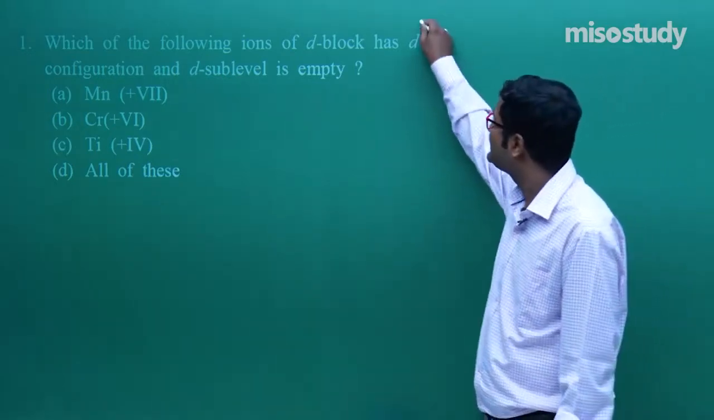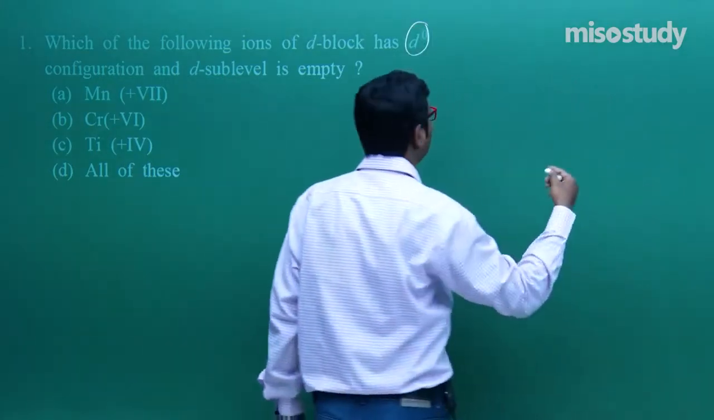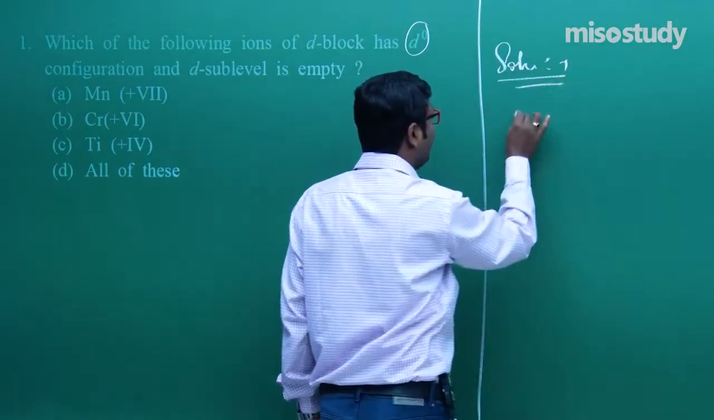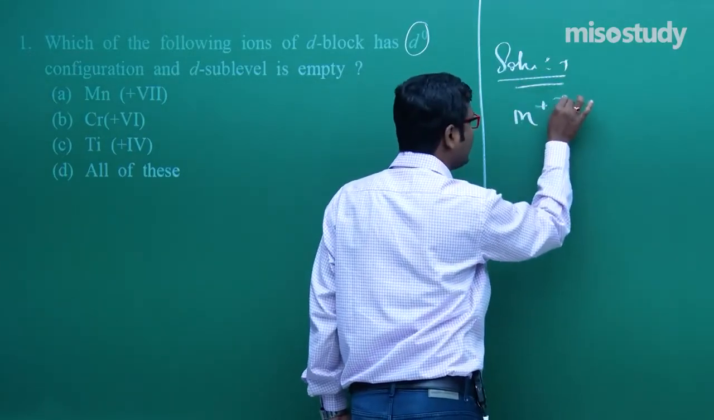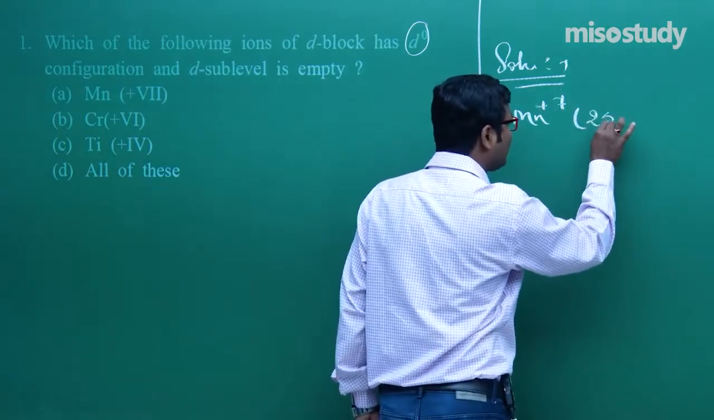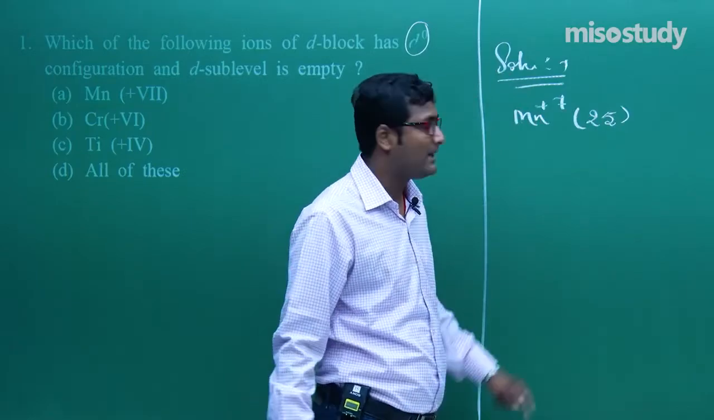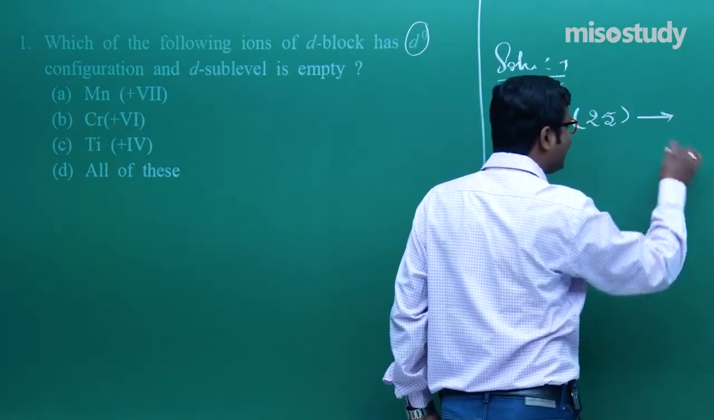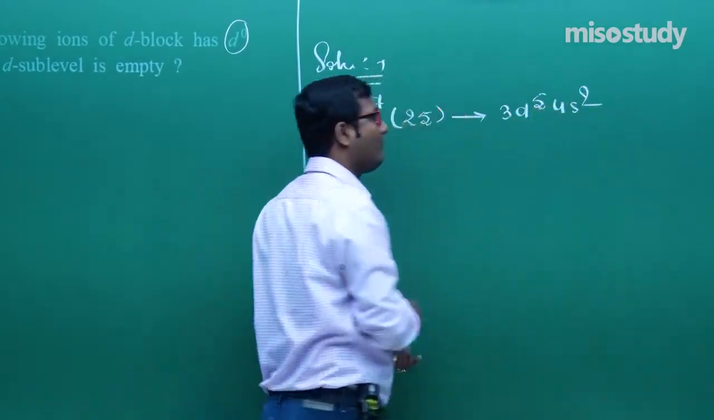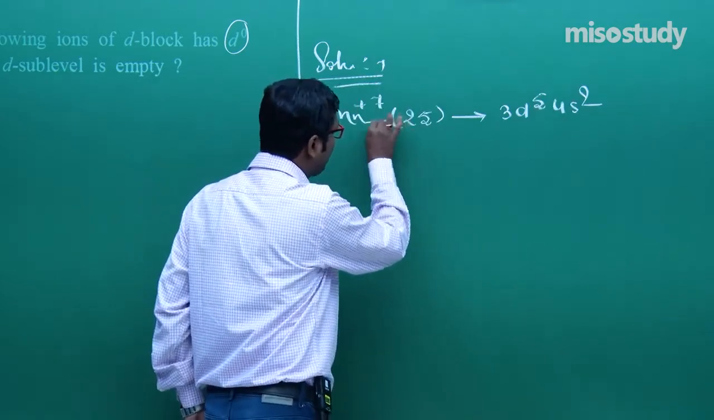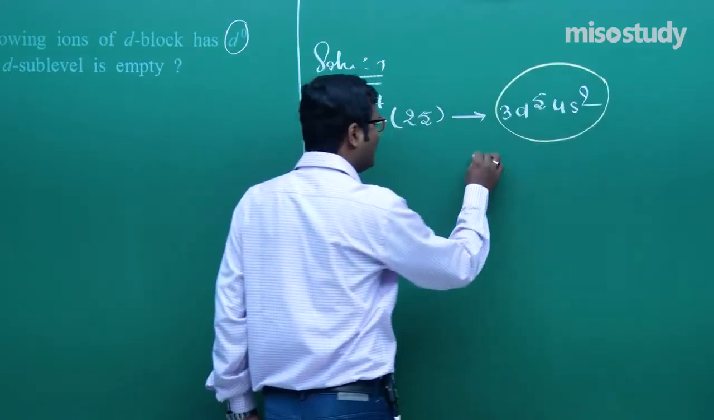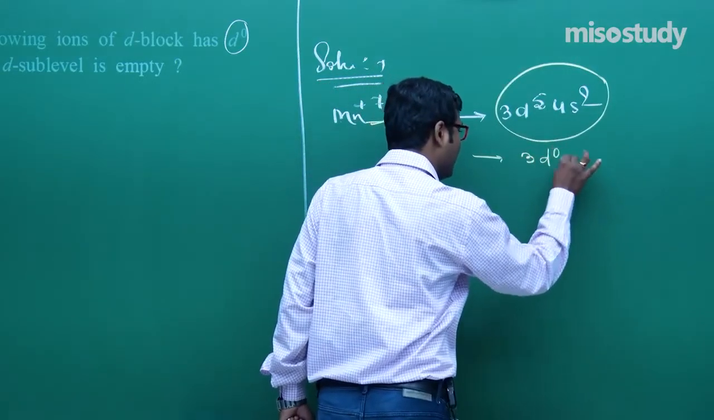Now tell me, here D0 configuration. If I talk about Mn, I'm giving you a detailed solution, check it out. Here Mn, the oxidation state is +7. Clear? What does it mean? As we know, the atomic number of Mn is 25. If it loses 7 electrons, the outermost electronic configuration is 3d5 4s2. If it is in a +7 oxidation state, what will happen? It will lose all the 7 electrons and the electronic configuration in this case is 3d0.